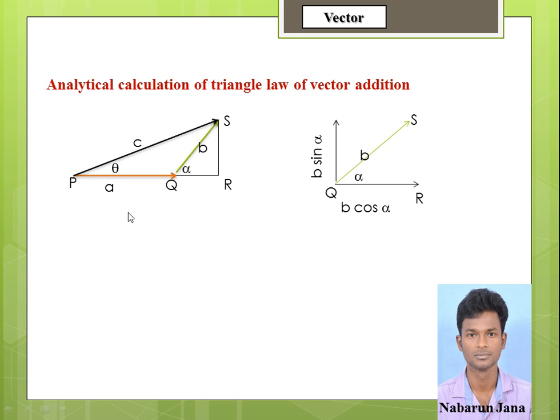Okay, let PQ be a vector and it is A, and QS is also another vector, it is B. Now we have to find the resultant of vector A and vector B, and the resultant vector is represented by C here. So by triangle law we have to find the resultant of vector A and vector B. So the first step will be to find the angle between vector A and vector B.